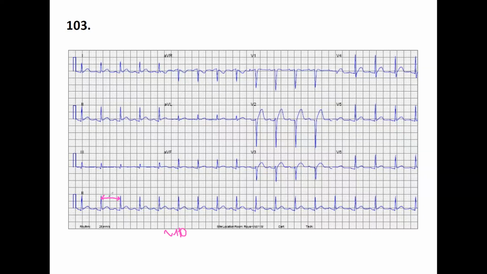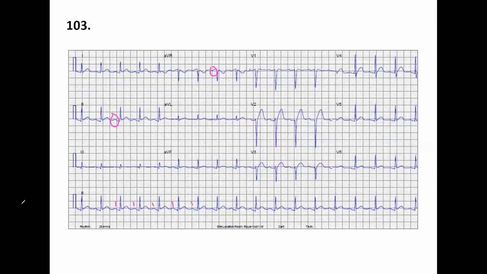We can also see that we have a normal P wave. Very good. So we have a P wave, sinus, and it's also regular. Positive in lead two and negative in aVR.